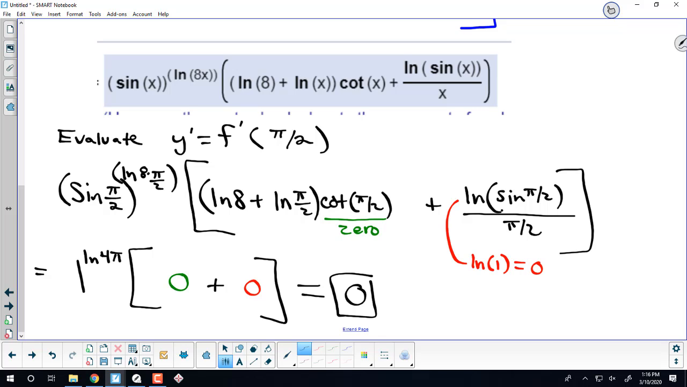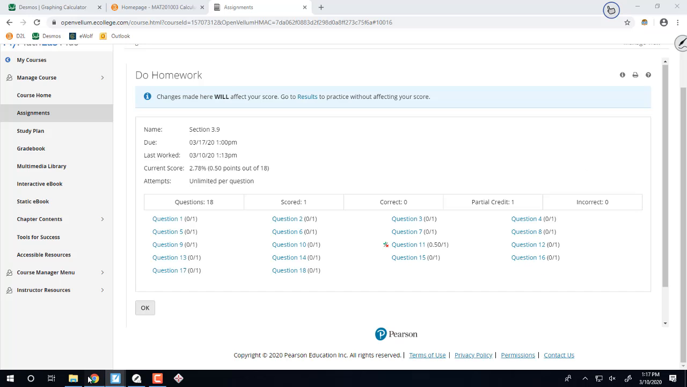So if the derivative on this function, whatever it looks like, is 0, what does that mean? What happens on the graph? It's flat, because the tangent line is horizontal. So what that says is that on that function at pi over 2, you've got like a parabolic shape, whether it's opening up or down.